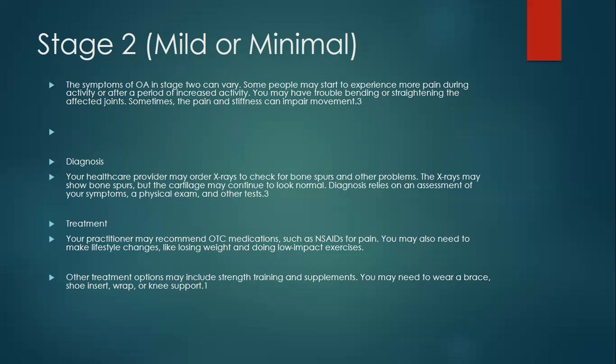The X-ray may show bone spurs if it is a mild OA, that is, if it is a stage 2 OA. So diagnosis completely relies on your assessment also. And in stage 2, the treatment will mostly be considered for pain. If there is any swelling present, some of the other medications can be given.